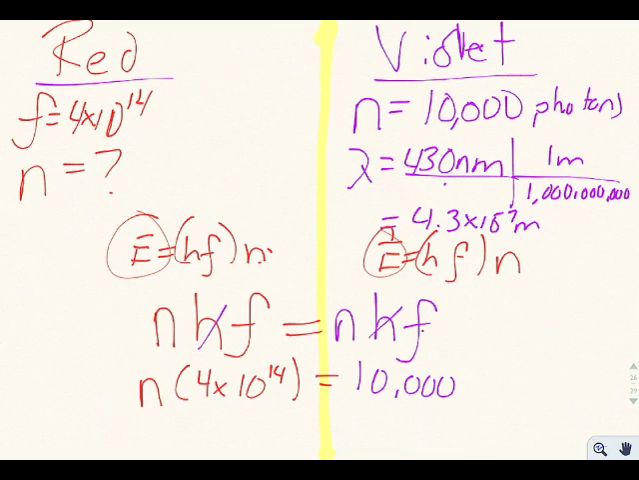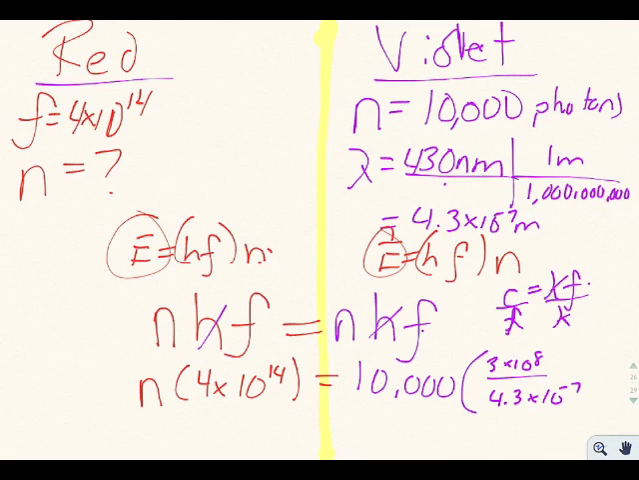Oh, and I don't have frequency. But what I do know is I could do the formula c equals lambda f. You have c, which is 3 times 10 to the 8th, and then you have lambda, which is 4.3 times 10 to the negative 7th. And then you can actually go ahead and figure out what the frequency is. I'm going to leave it in the rearranged version where you have frequency equals c over lambda. So you have frequency equals 3 times 10 to the 8th divided by 4.3 times 10 to the negative 7th.